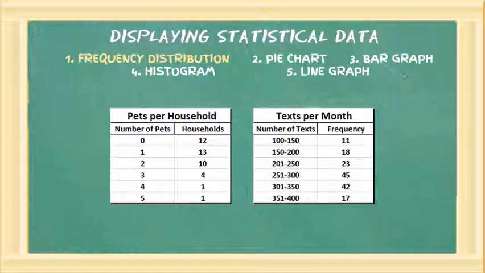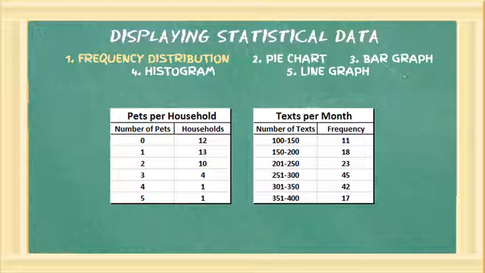All right, so the first example here is a frequency distribution. On the left, we have a table showing column 1 is the number of pets that people have in their house, and that's 0 through 5. And then on the right is how many of those we found. So for example, 0 pets, there were 12 households. 1 pet, we found 13 households. 2 pets was 10, and so on.